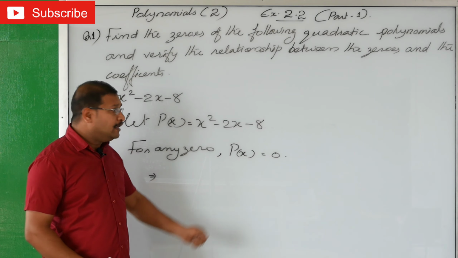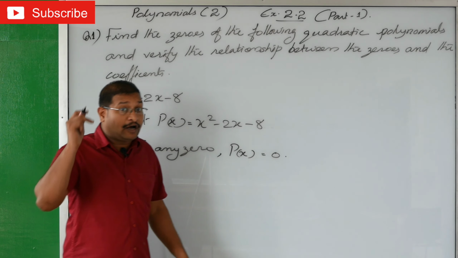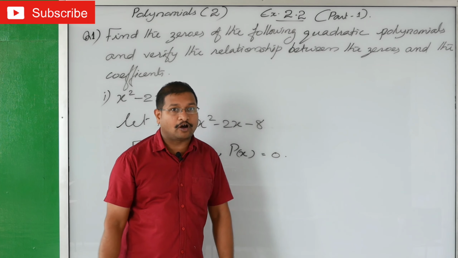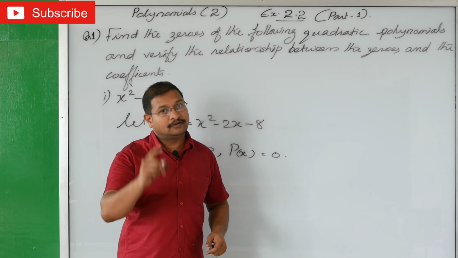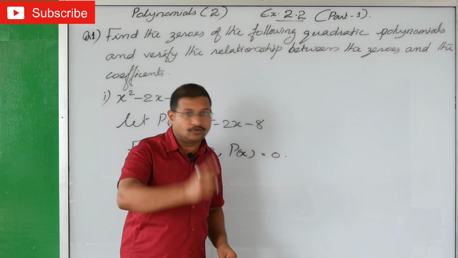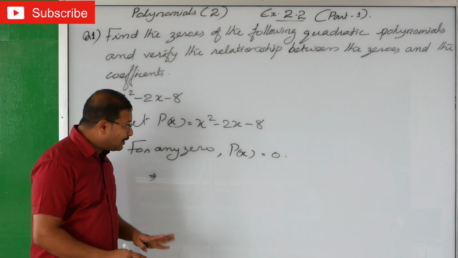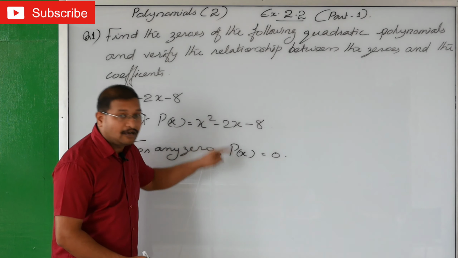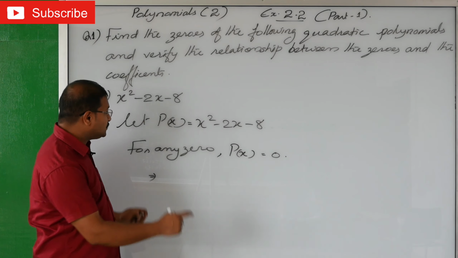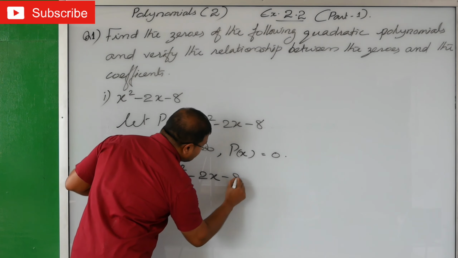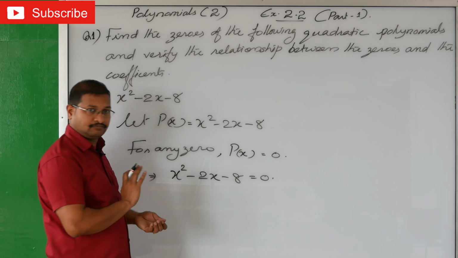If you have to know well this one, you have to go through exercise 4.2, Quadratic equation. Please study that. Then you will understand this part nicely. So I am going to break the middle term. Anyway, I will explain it. First we will write x square minus 2x minus 8 equals 0.